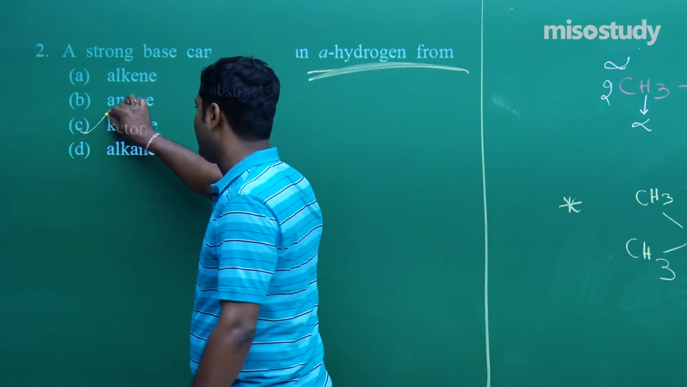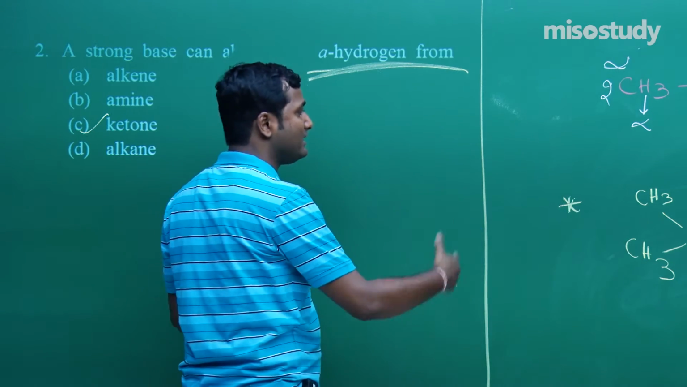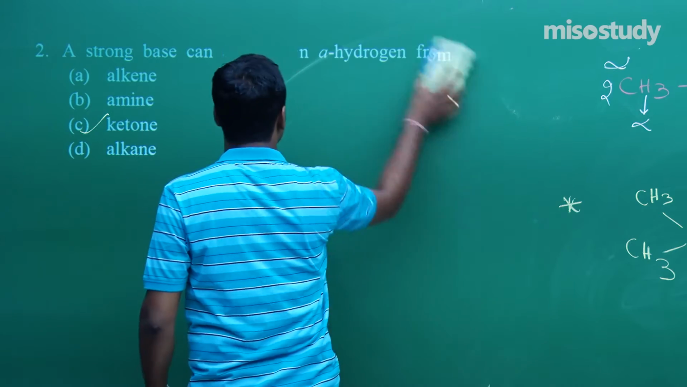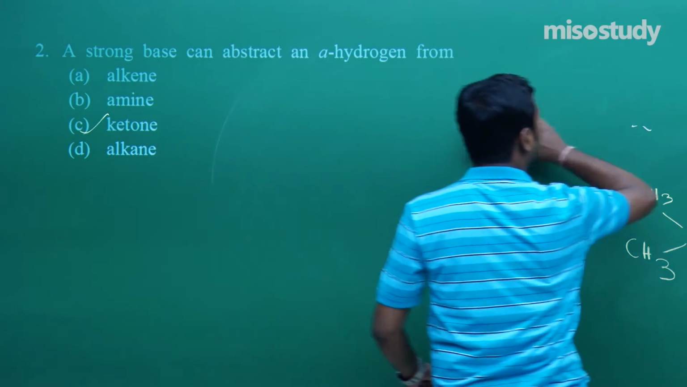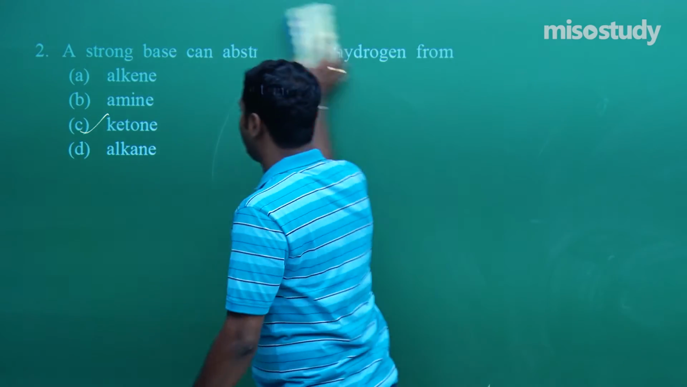This is the best example. I have taken the aldehyde to explain best. By using this example, you can easily understand. So for question number 2, we can say that C is the correct option. Now let's move to the next question. What will happen? Check it out.